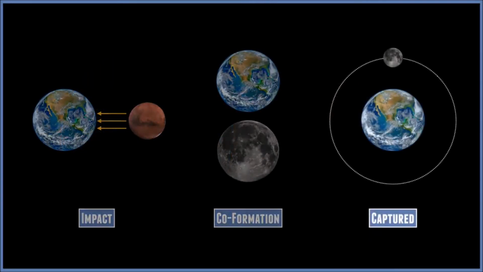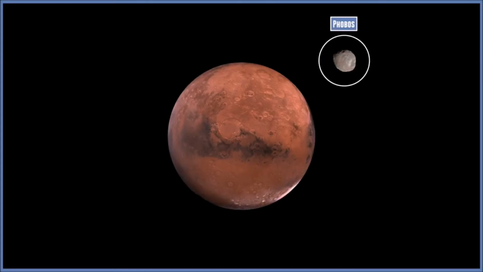The third one is called the capture theory, and this is rather plausible. A great example of this is the moons of Mars, Phobos and Deimos. These are basically captured asteroids, taken in by the gravity of Mars. So they are technically moons, even though they're not spherical.